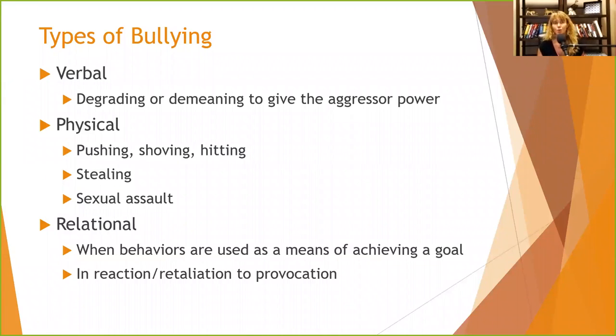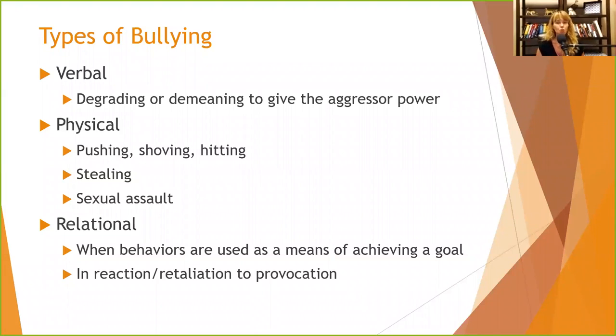What are we talking about when we talk about bullying? What does it look like? Verbal bullying is degrading or demeaning in order to give the aggressor power. Verbal bullying can also roll over into cyberbullying when we talk about emails, text messages, hashtags, and a whole bunch of other stuff we'll get into at cyberbullying. Physical bullying involves pushing, shoving, hitting, stealing, and even sexual assault. So stealing somebody's lunch money, forcing someone through physical force to make them do your homework for you. Those are the old-fashioned types of bullying that we remember and you see sometimes in the media. But it's much more prevalent than that.